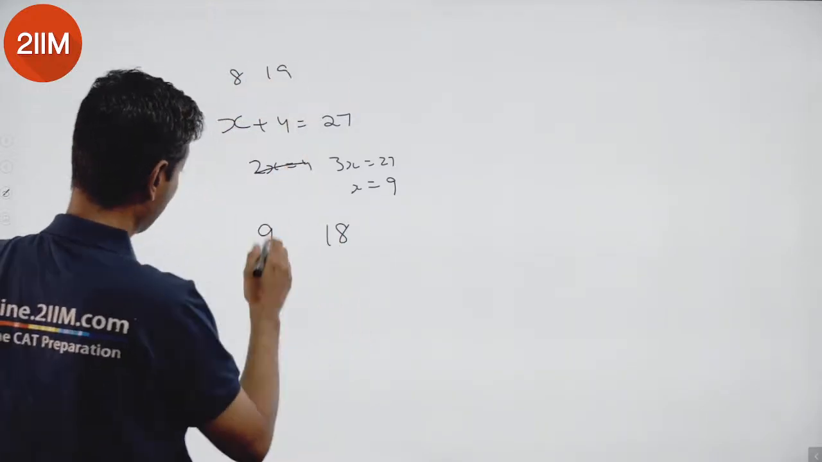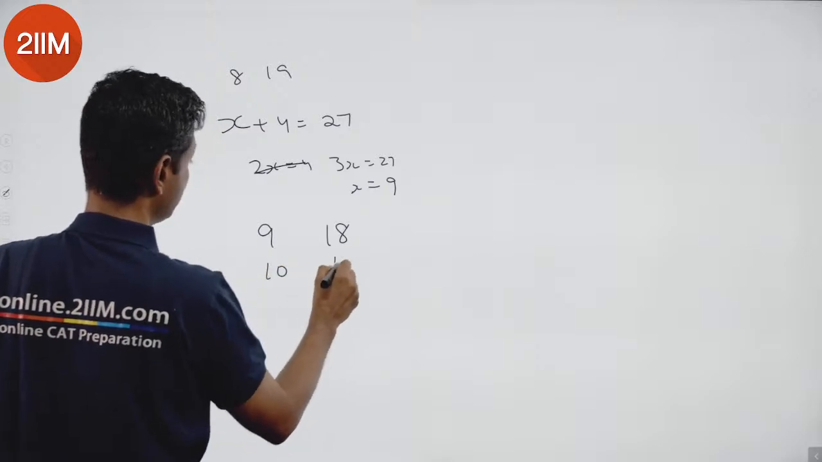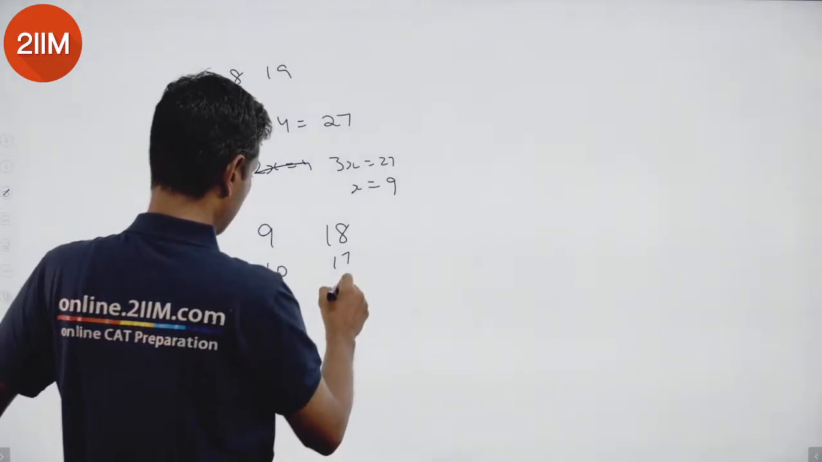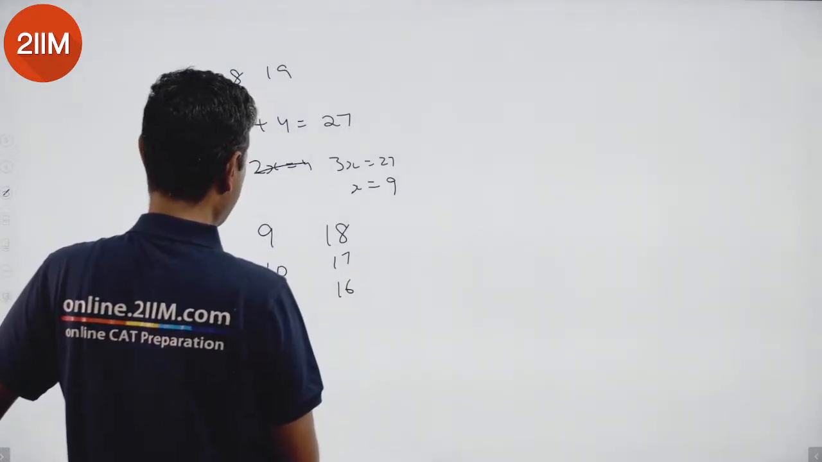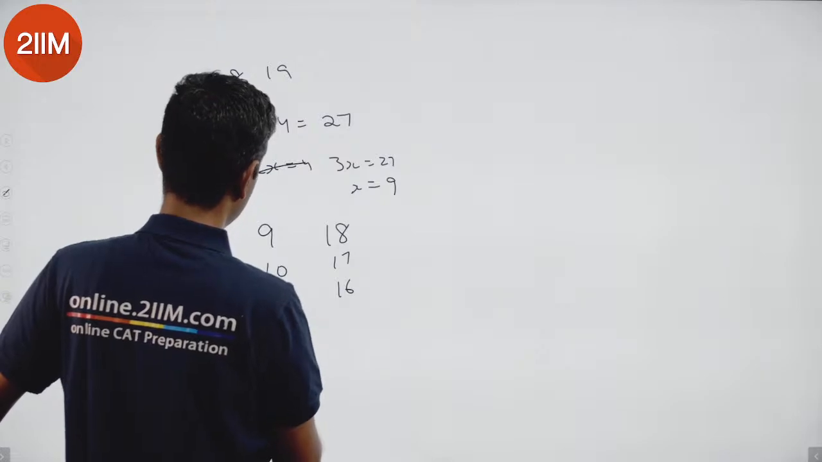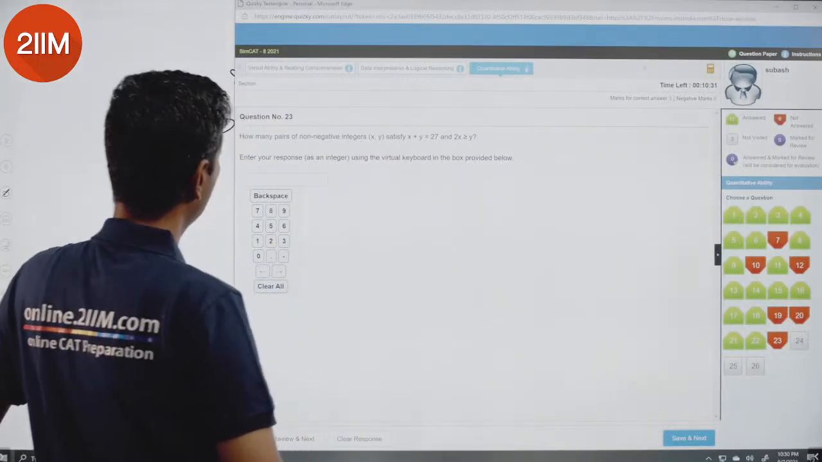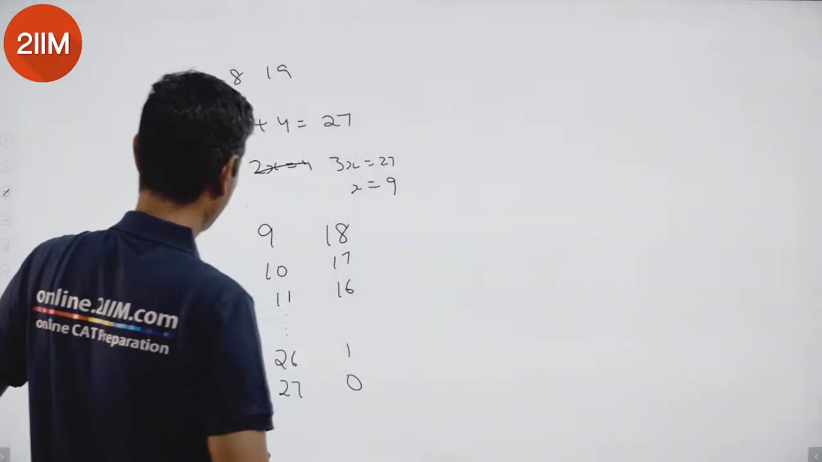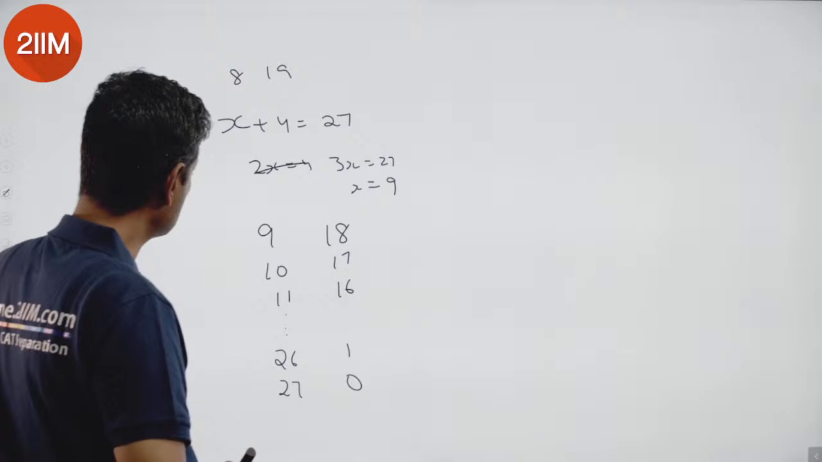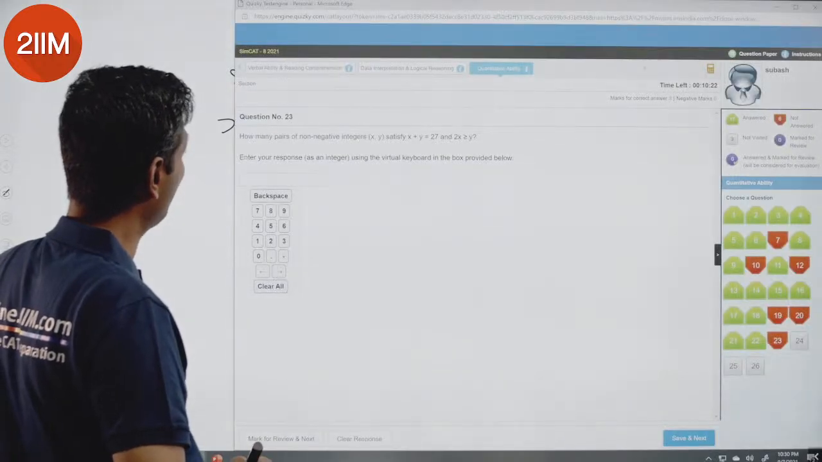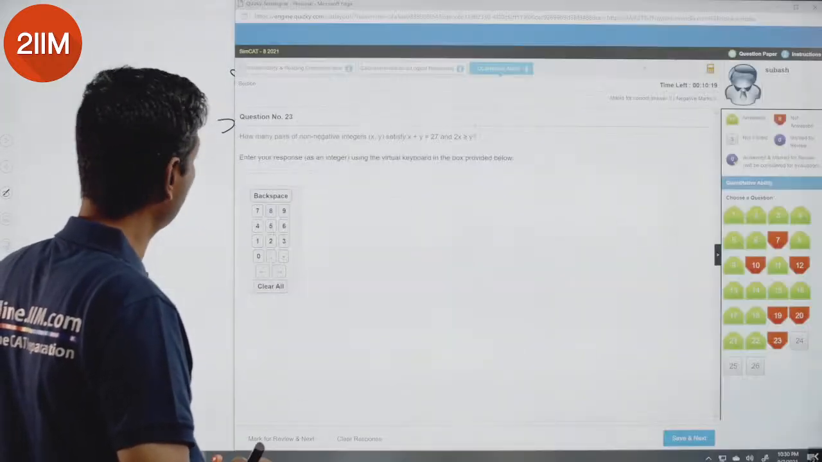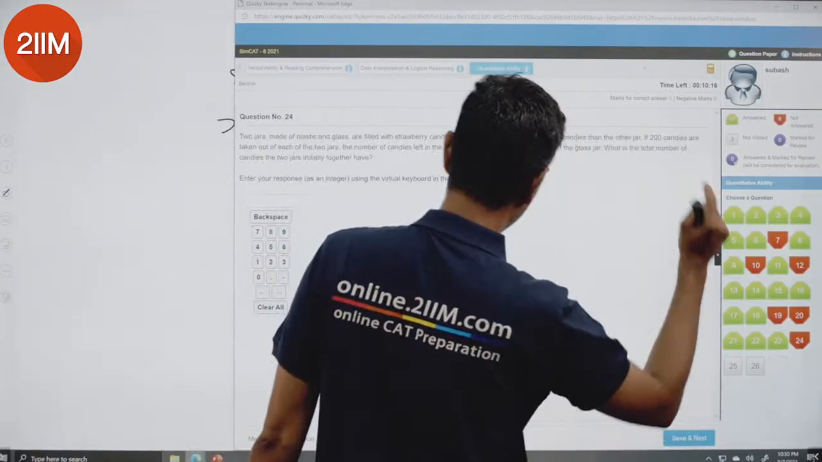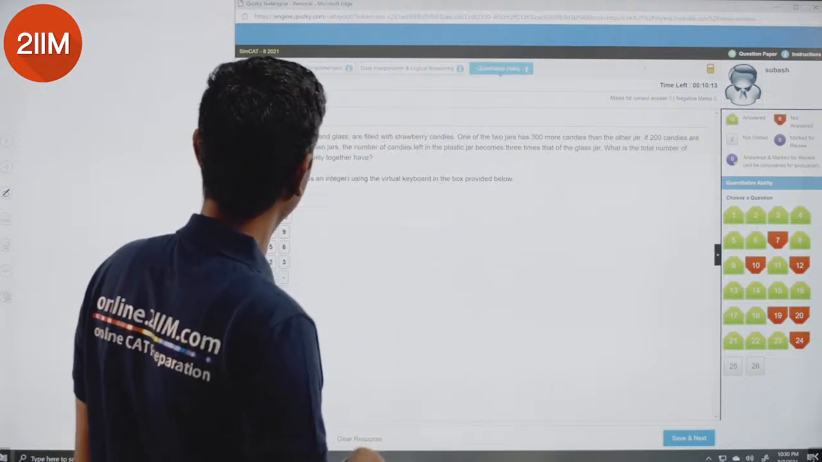My starting point is 9 and 18, then 10 and 17, 11 and 16, all the way till 26 and 1. Non-negative integers, so it could be 27 and 0. x is 27, y is 0 will work, all the way till 9 and 18. 2x is greater than or equal to y, 9 and 18 is greater than or equal to 18, yeah. 27 minus 8, 19 values work here. That works beautifully.